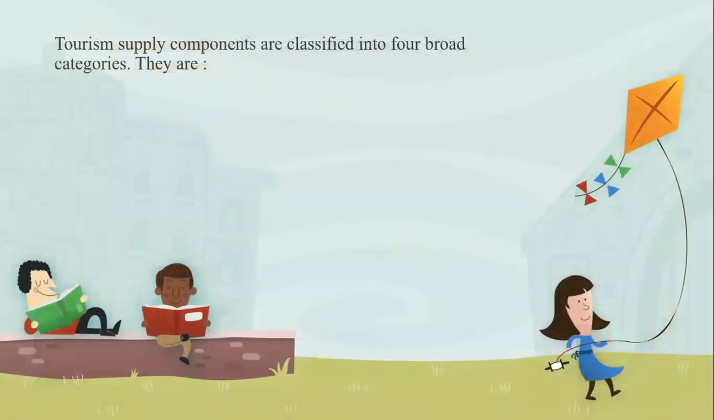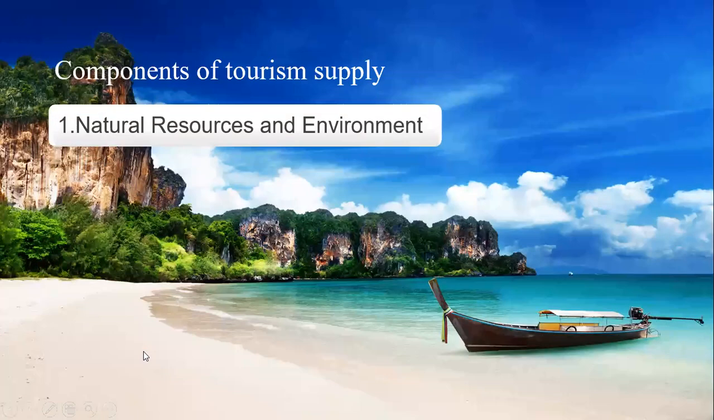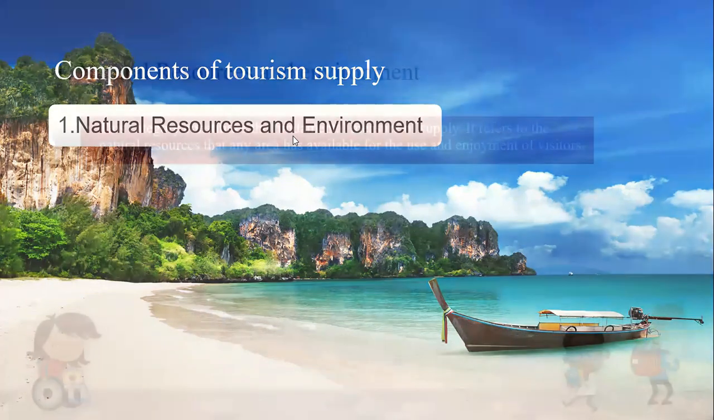Now, you can again see tourism supply components are classified into four broad categories. They are natural resources and environment, built environment, operating sectors of the tourism industry, and spirit of hospitality and cultural resources. Students, at the first part, we shall understand thoroughly what is the first component of tourism supply. So the first component of tourism supply is natural resources and environment.